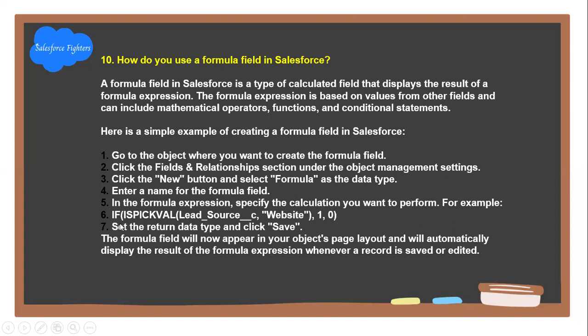For example, if you need source and website, next set the return data type and click Save. The formula field will now appear in the object page layout and will automatically display the result of the formula expression when your record is saved or edited.